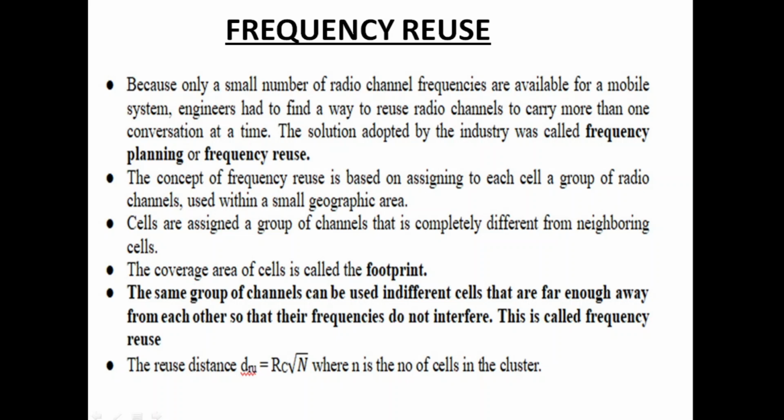The coverage area of a cell is called the footprint. The same group of channels can be used in different cells that are far enough away from each other so that the frequencies do not interfere. This is called frequency reuse, and the reuse distance is Rc root n, where Rc is the range covered by the base station and n is the number of cells in a cluster.